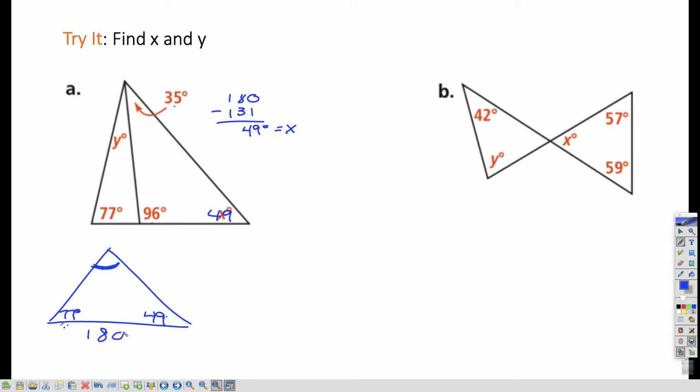Okay, so I have 180, and I'm going to add these two that I have here. And what do I get? 126, and then 54. You guys check my math. Okay, so now I know this whole thing is 54 degrees, but if I draw that line, I know this piece is 35, so how can I find y? Subtract 54 and 35. Well, that's interesting. 19. Don't forget your degree symbol.